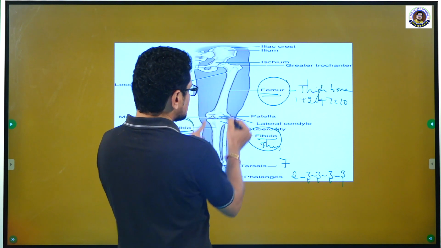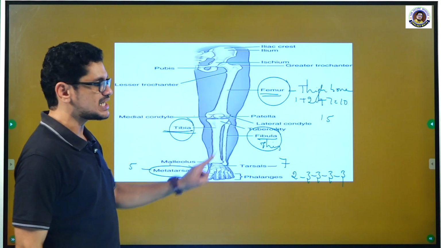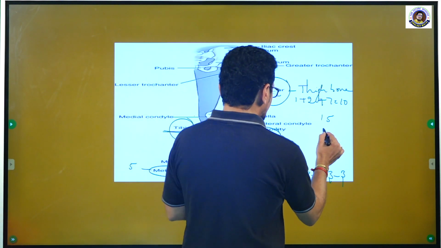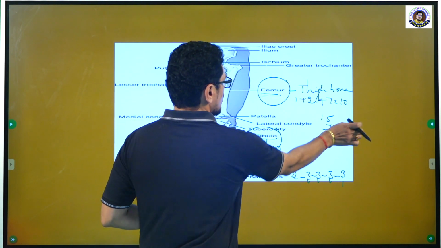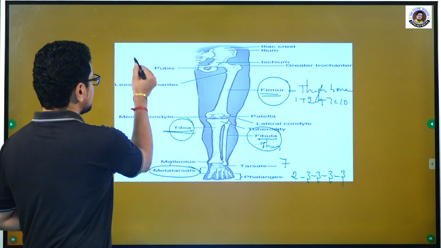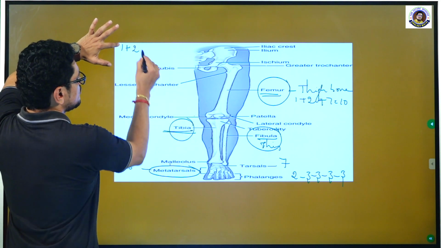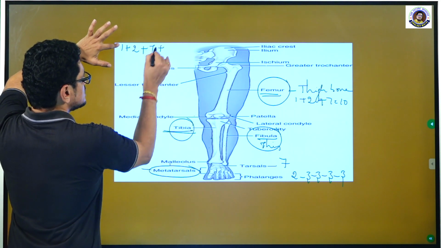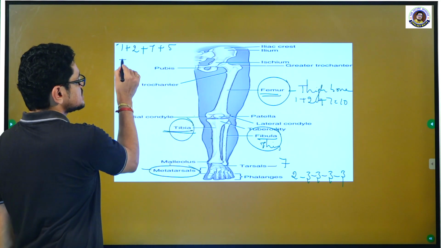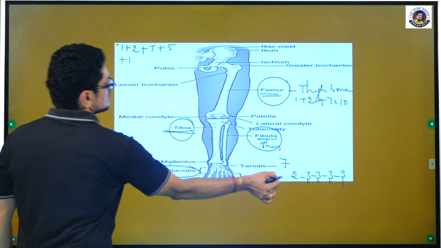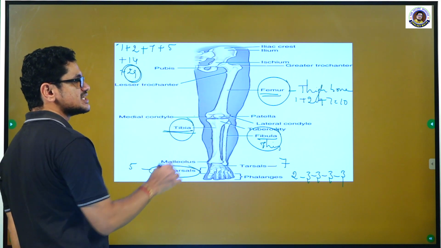Okay. So 1 plus 2, 3 plus 7, 10 plus 5, 15. By including metatarsals, the number became 15. Let me put everything here: 1 femur plus 2 tibia and fibula, and then 7 tarsals, 1 plus 2, 3 plus 7, 10, and 5 metatarsals, 15. 15 plus how many bones here? 14. The number became 29. 29 bones are present.